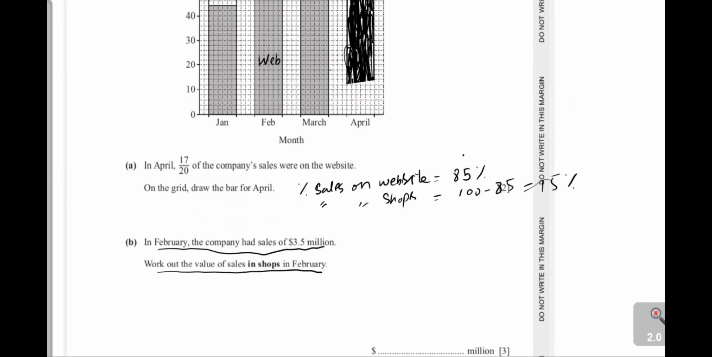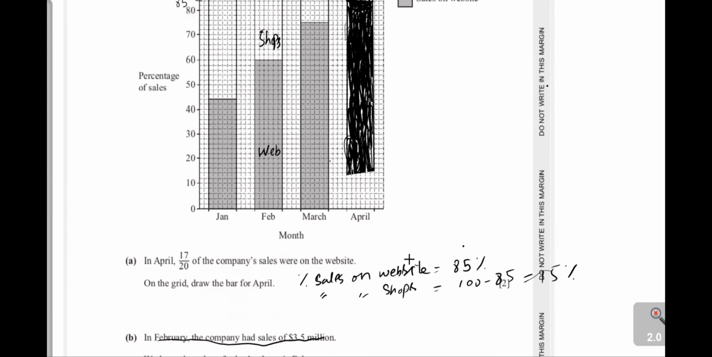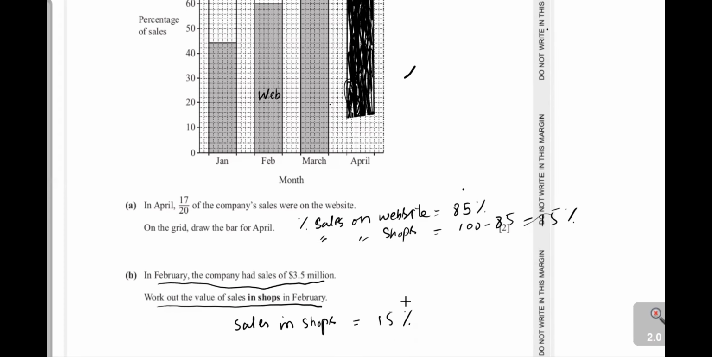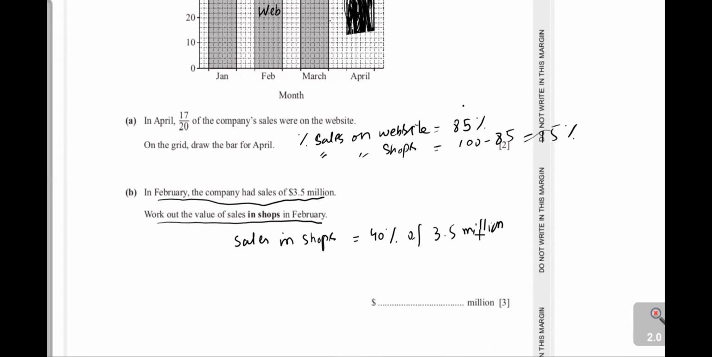Therefore, we can write this as the percentage sale in shops. The unshaded region shows the percentage. Look here, this is sale on website, 60%. The remaining unshaded region is 40%. Therefore, we can write the share in sale here is equal to 40% of 3.5 million. And we can simplify this.